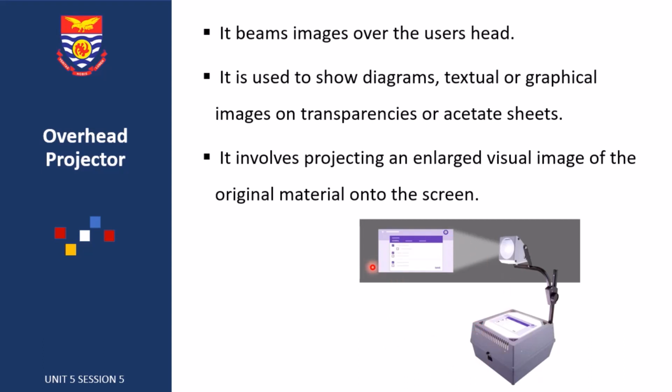Why we are saying it beams over your head is probably you may be somewhere here, so it is above you. The projection is somewhere above you. It doesn't mean that we'll place something on the user's head and it will beam the image over his head. But because of how it is, you may have the projection above you. So that's how the overhead projector looks and how it operates.